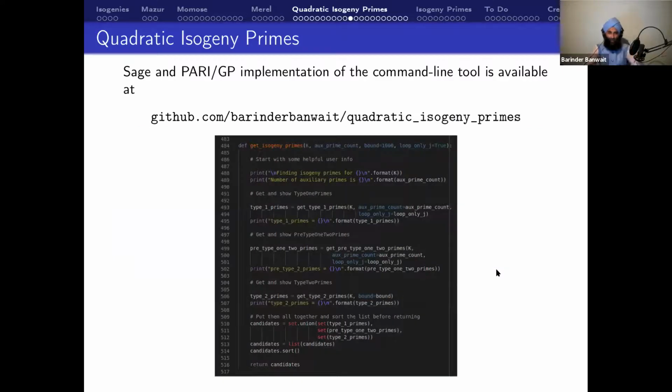So this is an algorithmic result. This is mostly coded up in Sage. You can find the command line tool. It's a command line tool released under the GPL v3+ license, so you can find it on my GitHub at this address. There is a PariGP component to it as well, which I'll get to in a slide or two.